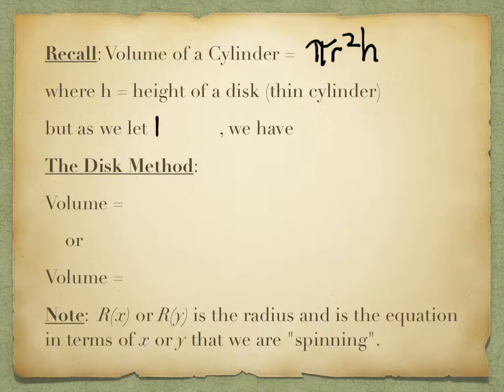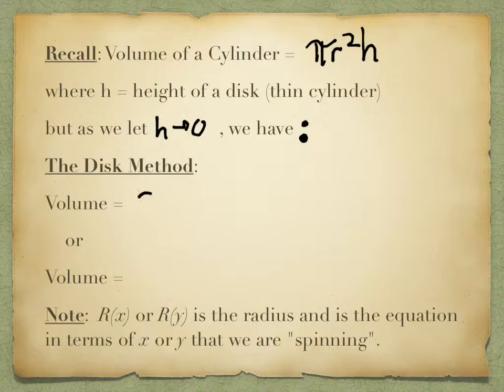But as we let h go to 0, we have, this is where my notes would be handy because I don't have it written in for you. Does it say anything on yours? Just have a blank. Oh, there just needs to be a colon here. We have the disk method. There we go. So the disk method volume, and so he gave you, I don't know if he actually wrote it down explicitly, but he used it several times.